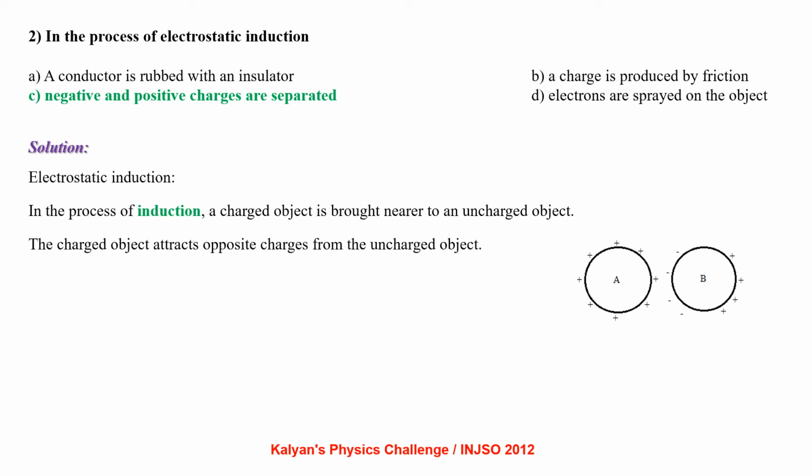In the process of electrostatic induction, a charged object is brought nearer to an uncharged object. So the charged object attracts opposite charges from the uncharged object. So in the uncharged object, negative and positive charges will be separated. So the correct option is C.